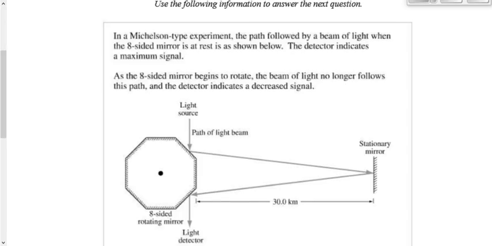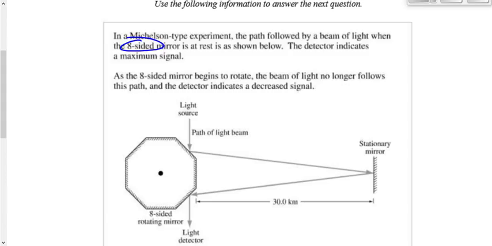This is what we're used to seeing, although we got to watch out for that because every once in a while it isn't an 8-sided mirror. Maybe it's 6, maybe it's 12, whatever. The detector indicates a maximum signal. As the 8-sided mirror begins to rotate, the beam of light no longer follows this path, and the detector indicates a decreased signal. The diagram is not drawn to scale clearly.